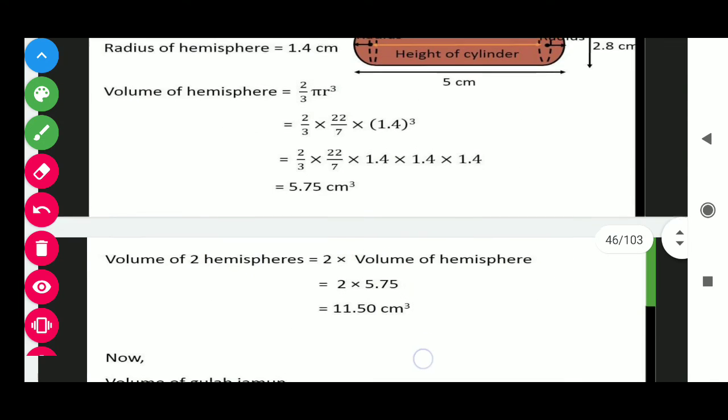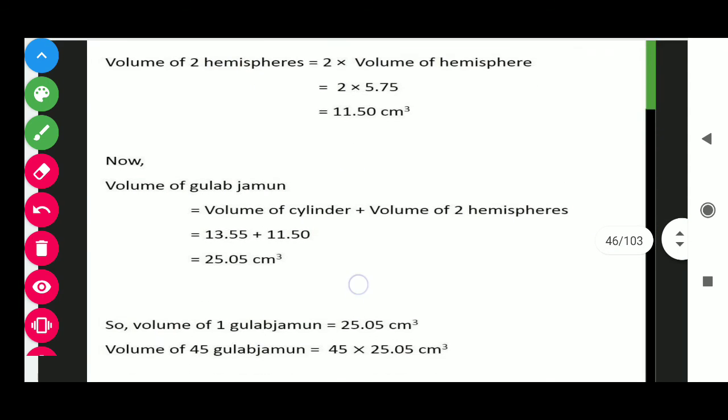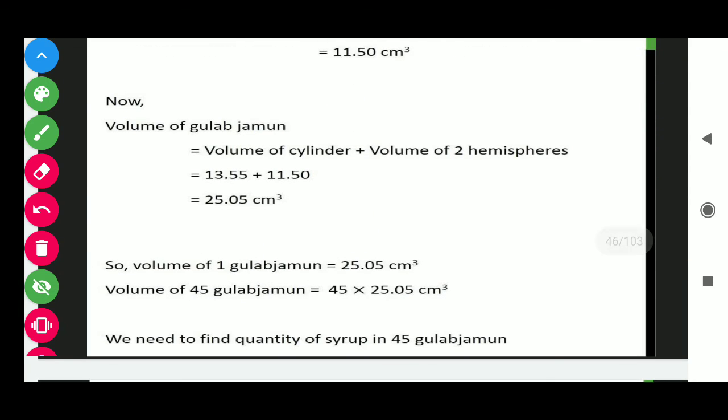Now this is the volume of two hemispheres, 11.50 cubic centimeter. Now the volume of gulab jamun is volume of cylinder plus volume of two hemispheres. Putting these values, we get 25.05 cubic centimeter as the volume of gulab jamun. So the volume of one gulab jamun is 25.05 cubic centimeter.